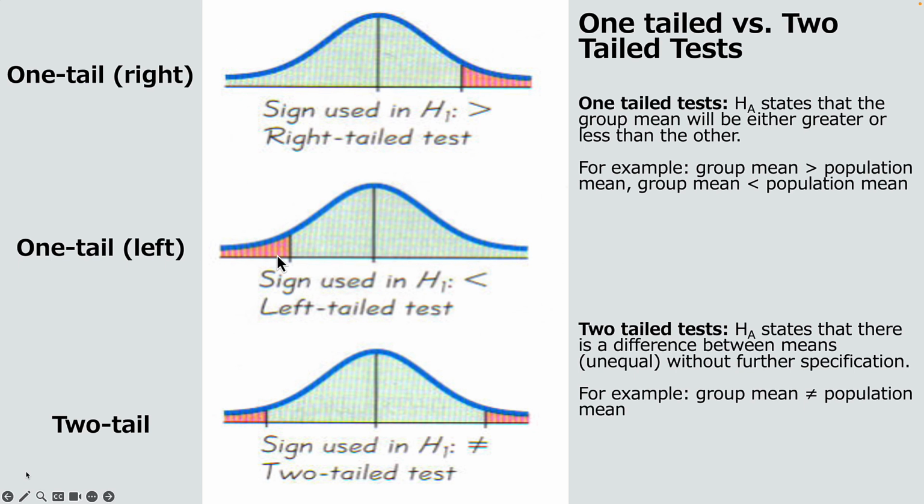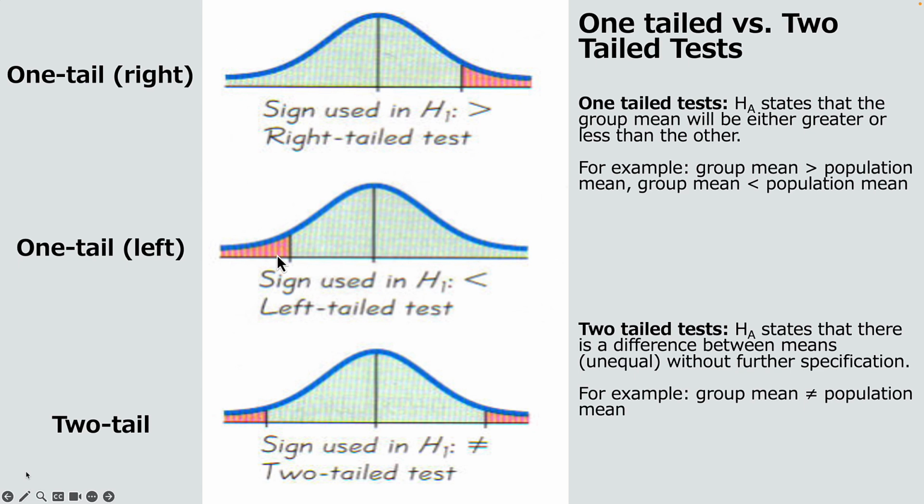What a lot of researchers will do is they'll hedge their bets, right? So when they hedge their bets, effectively they're trying to say, well, I don't really know if it's going to be positive and I don't really know if it's going to be negative. So instead, why don't I just split that 5% into two, and I'll put 2.5 in the right tail and 2.5 in the left tail. And that is what a two-tailed test does.